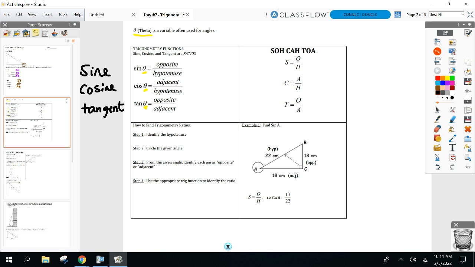How does his name help me remember these ratios? S stands for sine. How do I find the sine ratio? I take what's O?